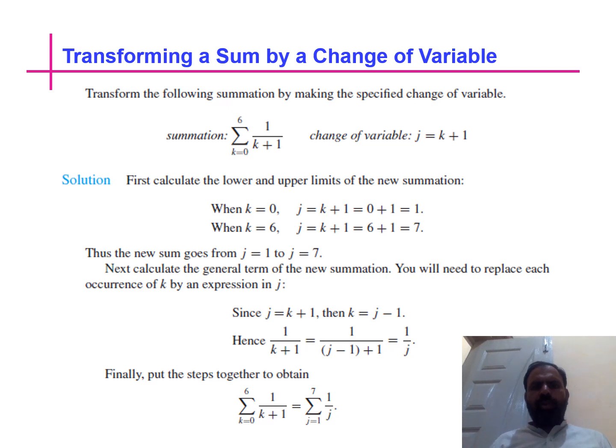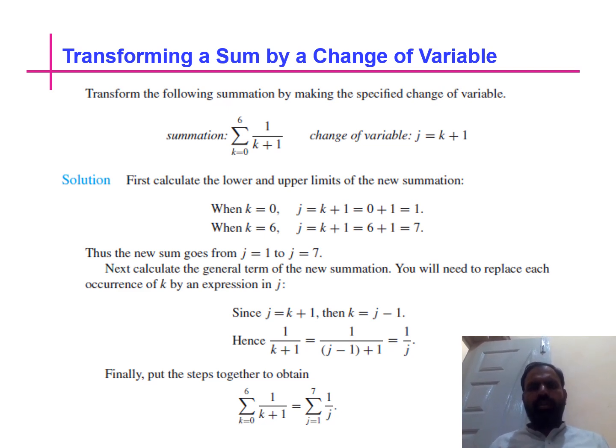Now we discuss transforming a sum by a change of variable. Transform the following summation by making the specified change of variable: summation of 1 over k plus 1, k varies from 0 to 6, with change of variable j is equal to k plus 1. First we calculate the lower and upper limits of the new summation. When k is equal to 0, j is equal to k plus 1, so it's 1. When k is equal to 6, then j is equal to 7. Thus the new sum goes from j equals 1 to 7.